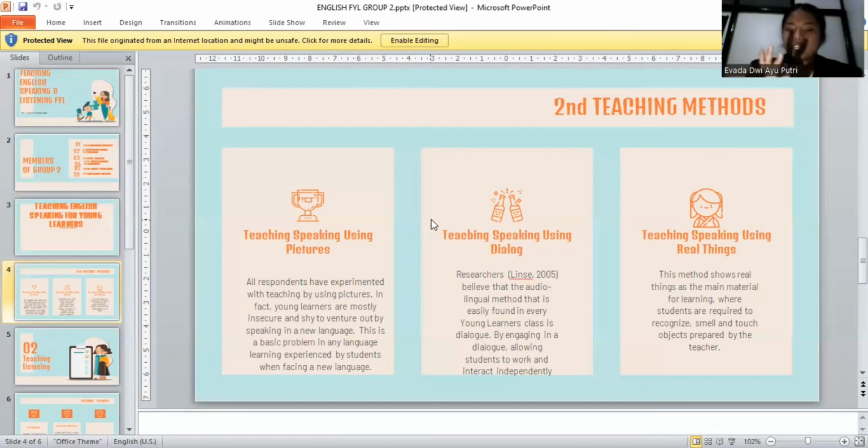By using real things, the teachers will reduce explanation and focus more on demanding students to speak. At the lowest level of elementary school, the real things method is very helpful because the material is not too complex for students to access. Using real things will make learning English more memorable and fun. That's it for speaking methods.